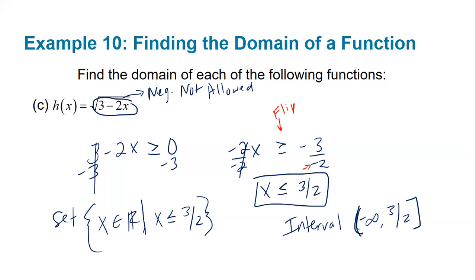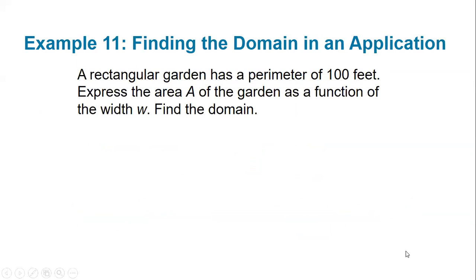All right, so those are the three main things for finding the domain of a function right now. Either you're getting all real numbers or you have some type of restriction because there's a denominator or an even root. Got it?